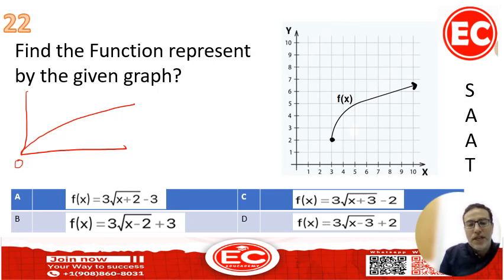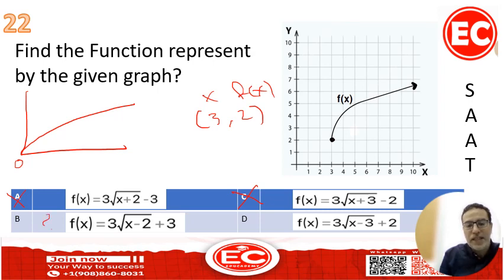What is the vertex here? What is this point? This point is 3 and 2. It means when you replace x with 3, the answer of y will be 2. So all what you have to do is try to plug in x with 3. If I plug x with 3 in number C, 3 plus 3 is equal to 6, and there is no root for 6, so I'm sure that it's not C. And 3 plus 2 in number A is equal to 5, so it's not A. So it's B or D.